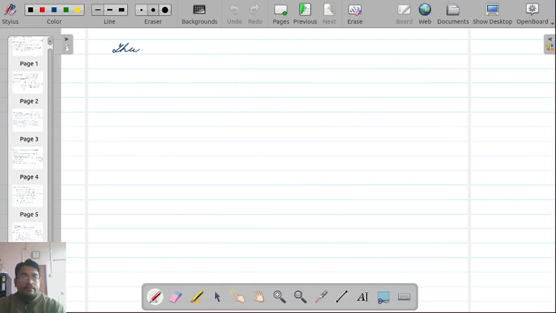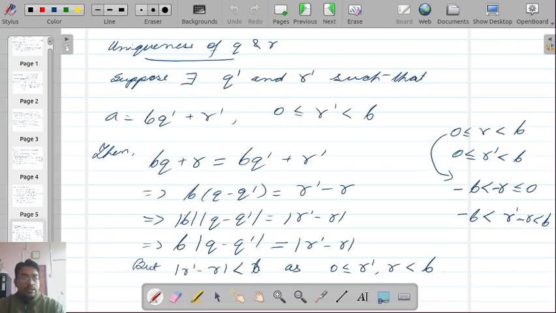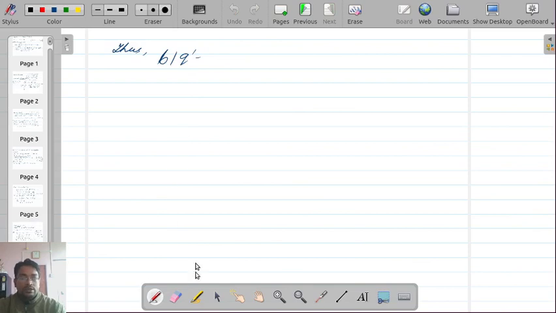Thus, mod of R dash minus R is the same as B into mod of Q dash minus Q, or Q minus Q dash. It's the same thing. Let me write it as Q minus Q dash only. Q minus Q dash, this is strictly less than B. Now B was given to be positive, so we can divide both sides by B. So from there we can get mod of Q minus Q dash, and this is strictly less than 1.